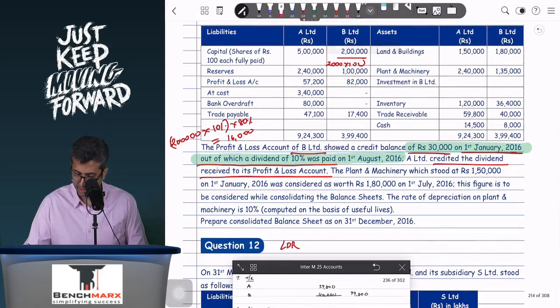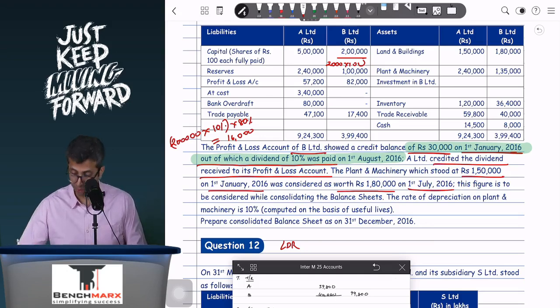Okay. Next, the plant and machinery, which stood at 1,50,000 on 1st January, was considered worth 1,80,000 on 1st July. Can I compare 1,50,000 and 1,80,000? The answer is no. Sir, we did that. Yes, but that is because in every other case, these were at the same date. 1,80,000 is a fair value on 1st July. However, 1,50,000 is a value as on 1st January.